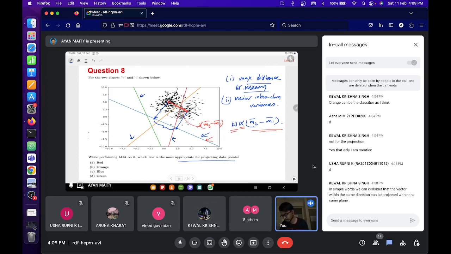Yes, proportional here in case of vectors is just like parallel. So W should be parallel to this vector m2 bar minus m1 bar. So m2 bar minus m1 bar is the joining vector, and any line parallel to that would be the projection line. In this case, only the blue line is the parallel one.